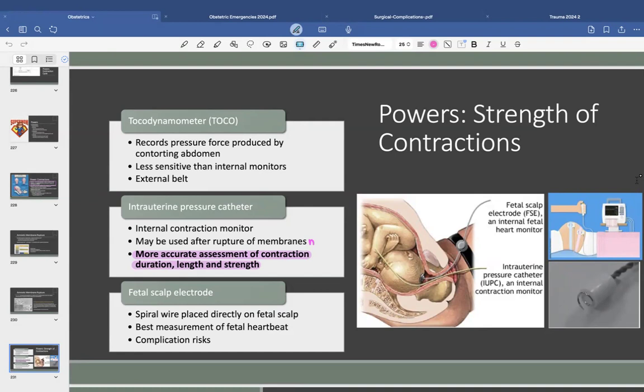And then fetal scalp electrodes, which are the best measurement of fetal heartbeat. We're going to talk about fetal heart rate accelerations and decelerations later. You would consider doing a fetal scalp electrode if the patient is laboring and with ruptured membranes, and we're just not very satisfied with what's going on. It's just another test to help you try to test fetal wellness.